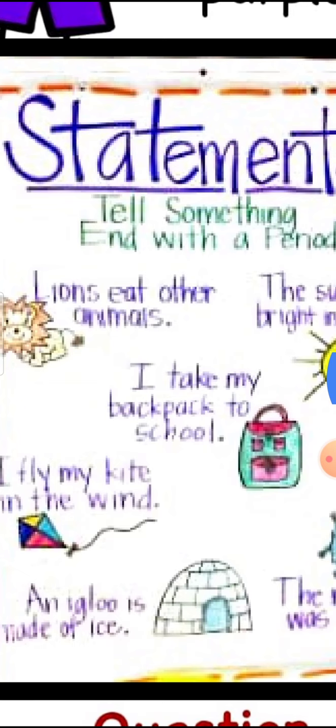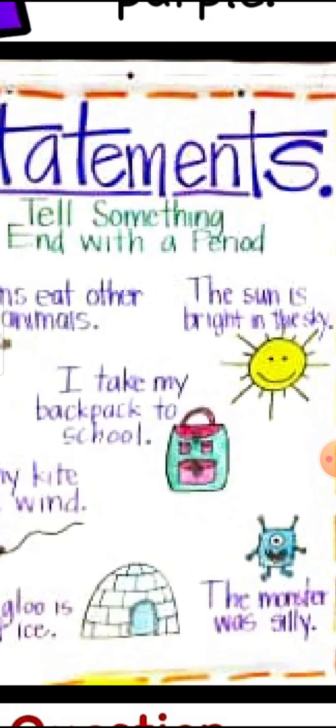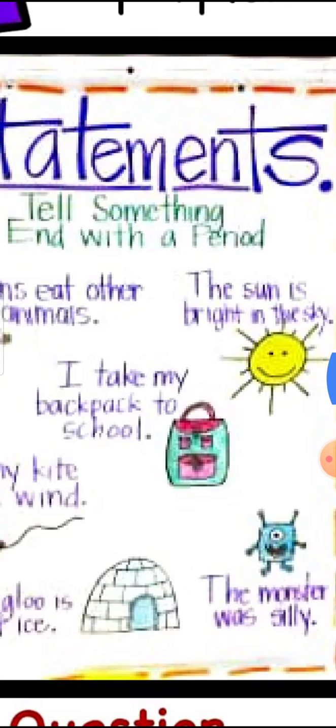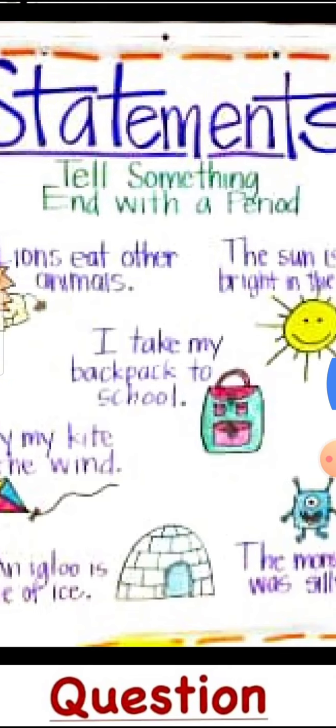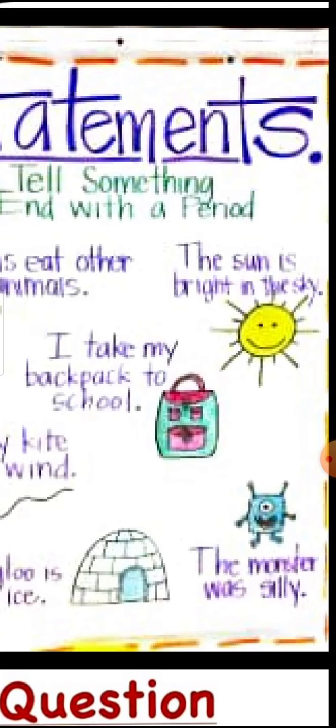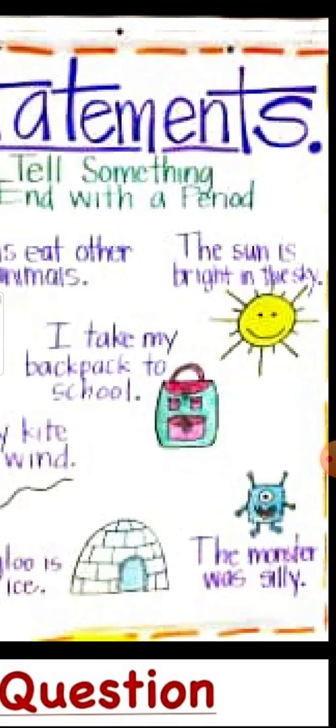Here some examples are given to you. Lion eats other animals. The sun is bright in the sky. I take my backpack to school. I fly my kite in the wind. An igloo is made of ice. Then the monster was silly. So these are some examples of statement or declarative type of sentence in which the first letter of the word must be capital and it ends with a full stop.